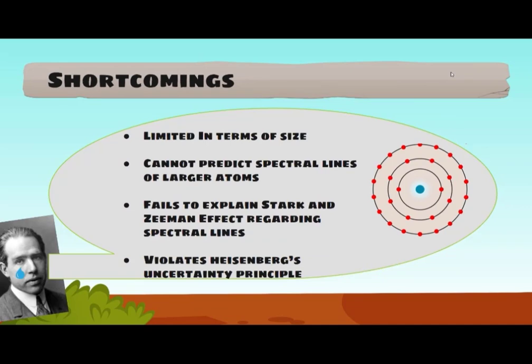However, it had various shortcomings. It was limited in terms of the size of the atom which it could describe. It could not predict the spectral lines of larger atoms. It failed to explain the Stark and the Zeeman effect regarding spectral lines, or the effect of an electric field and an electromagnetic field on spectral lines. Lastly, it also violated Heisenberg's uncertainty principle.